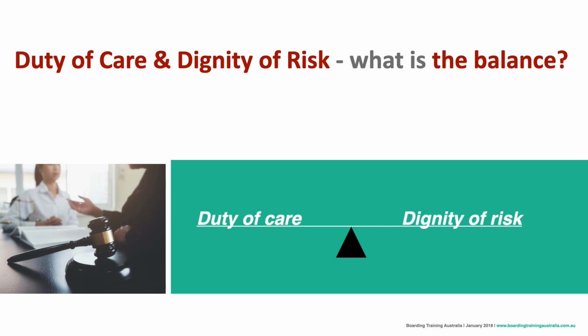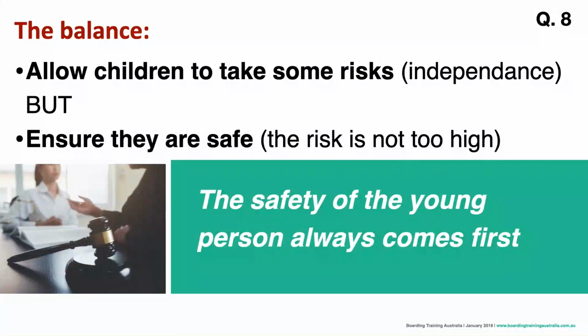Well, there is a balance that we need to try and achieve, and that is we've got to allow young people some risks to grow in independence, but at the same time ensuring they're safe, that the risk is not too high that they're taking, because the safety of that young person always comes first. We don't expect them to come to our care and then be killed because they took such a high risk. So taking some risks is permissible, but it depends on the level of that risk. So that's where the balance comes in.